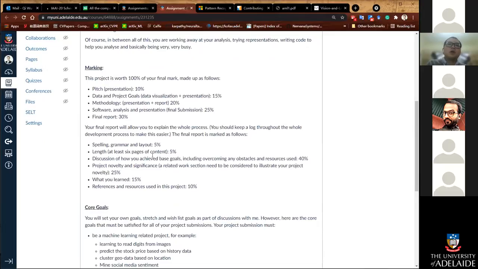So here is the final report. Spelling, grammar and layout is 5%, which is basically about spelling and grammar. Layout is about, for example, some students may miss the related work section. If you don't have anything in the related work, you will miss some marks. But we don't mark based on the format, so any format will be fine. But you have to have the right layout.